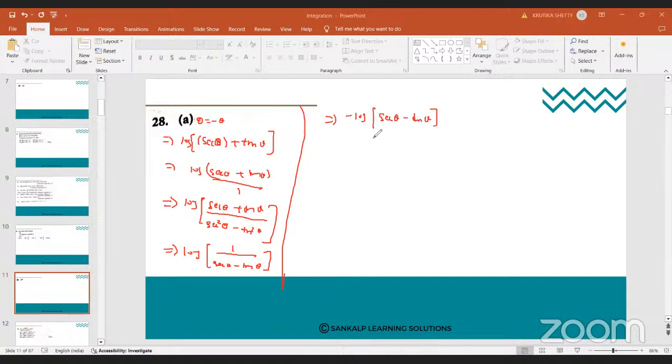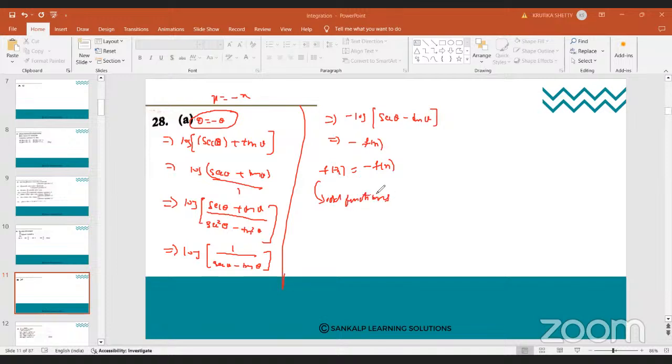So we can see this particular function. Here we have applied the property: we have replaced x with minus x. So when we replace x with minus x, or theta with minus theta, we can see f of minus x we are getting as minus f of x. So such types of functions are what? Odd functions.